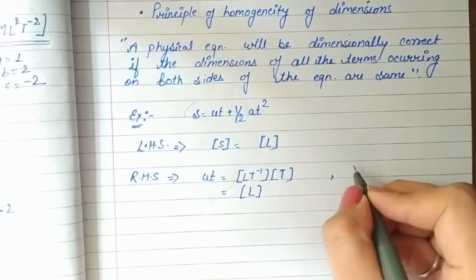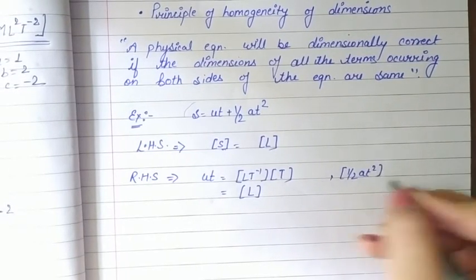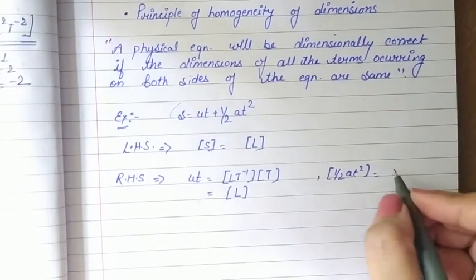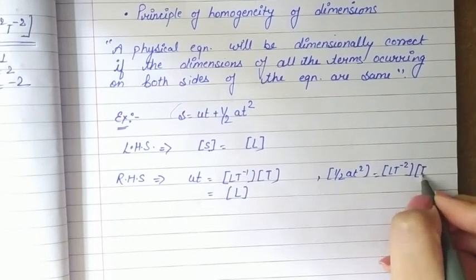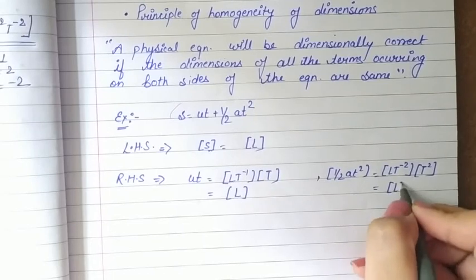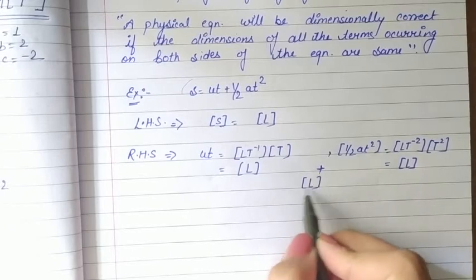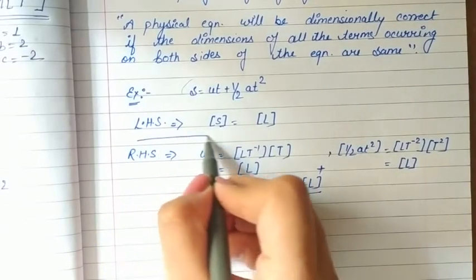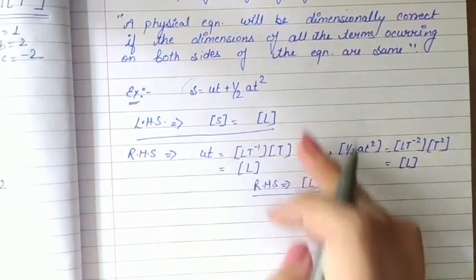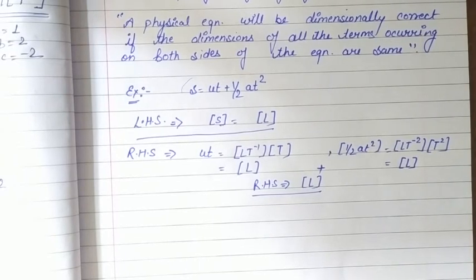And for the second term, we have half at square. Half has no dimensions, it is a constant. For acceleration, it is LT minus 2, and for t square, it is T2. On solving this, again we get L. So if we add these two, L plus L, we get again the dimension L. So the final dimension of the right hand side will be L, and the dimension for the left hand side will also be L. By checking these two answers, we conclude that as all the terms on both sides of the equation have the same dimensions, the given equation is dimensionally correct.